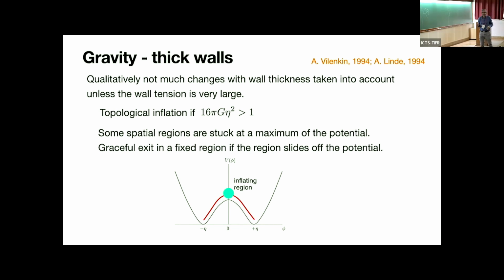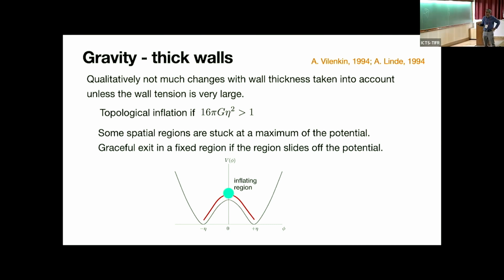So then you can ask, well, all these metrics were found by taking the thin wall approximation, which is the Nambu-Goto approximation. What happens if I take the full field theory and take thick walls? Well, not much changes, unless you go to very high tension. So this eta squared is basically like the sigma. So unless your G sigma is larger than something, not much happens. But what happens when G sigma becomes large? Then you get something called topological inflation.